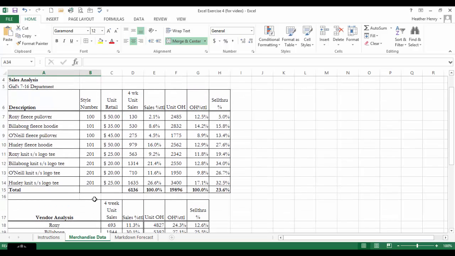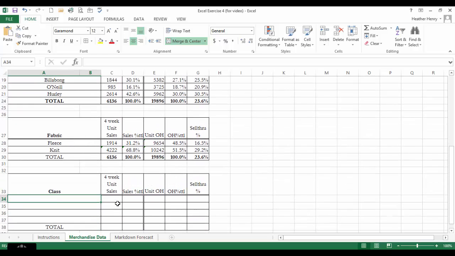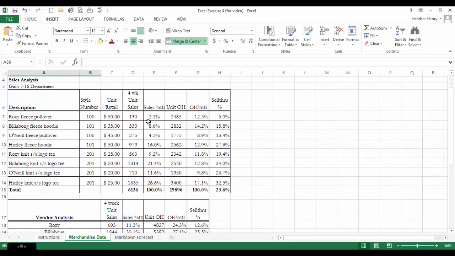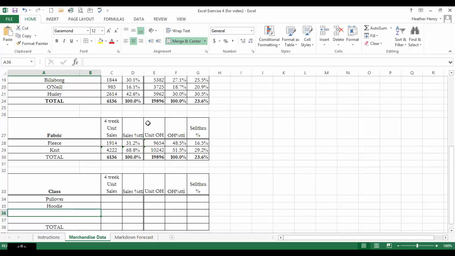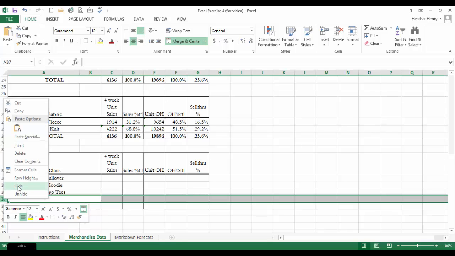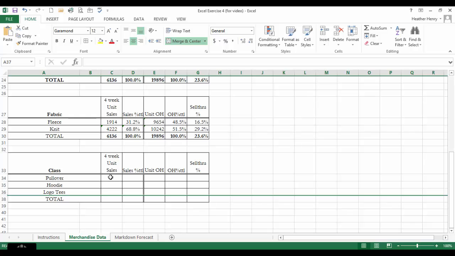So in our classification we have a pullover, we have a hoodie, we have a logo tee. And I'm just making sure that's all we have. Okay, so we have our pullovers, our hoodies, and our logo tees. We don't need this row, so I'm going to hide it, or you can delete it.